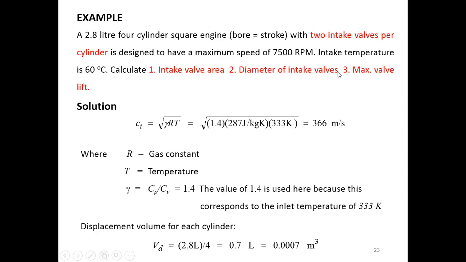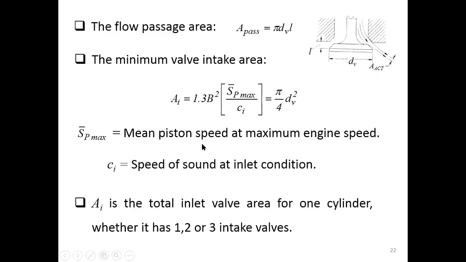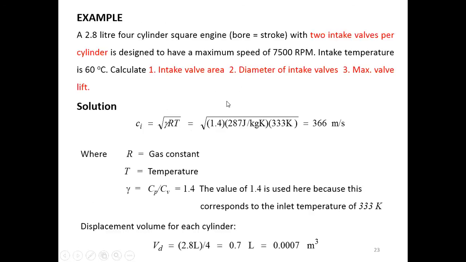Right? So in order to calculate all of these 3, we know the bore equals the stroke, and we know the displacement, so we have to make use of these expressions. Okay, first we calculate the speed of sound. We know the temperature, which is 60 degrees Celsius. We know R, the constant value of air. We know gamma, Cp over Cv. So with this, I can calculate the speed of sound, which is 366 meters per second.